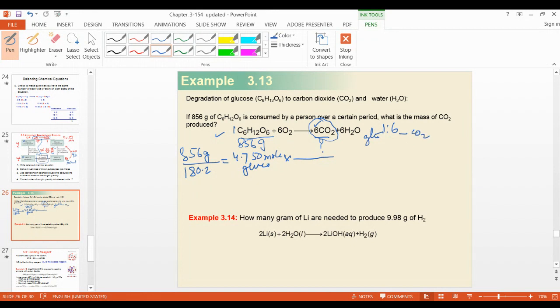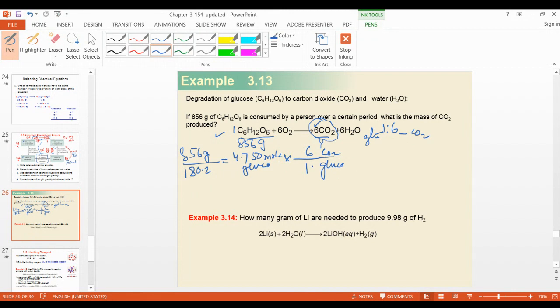So this is glucose here. You always write glucose on the bottom, and what you have to determine goes on the top. Carbon dioxide, how many moles? 6 moles. How many moles of glucose? 1 mole. So this factor you have to determine from the chemical equation. This is very important, right?